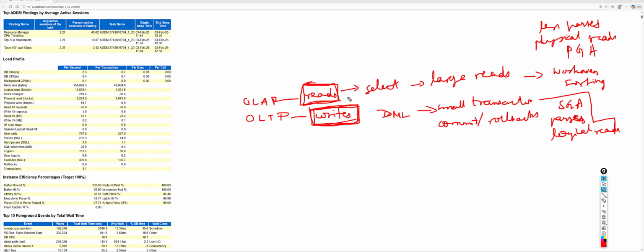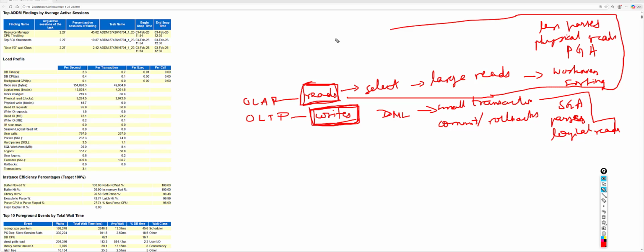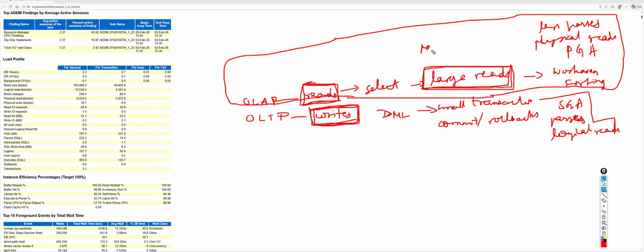Okay, so this is just an indication, and I'm just giving you a hint. This does not mean that wherever you are seeing large reads, it will be an OLAP. You should not confirm it, but almost 80 to 90% of the systems with large reads would be also parallel. You will be seeing a lot of parallels in OLAP systems. You will be seeing a lot of direct path operations in OLAP systems. You will be seeing a lot of checkpoints.